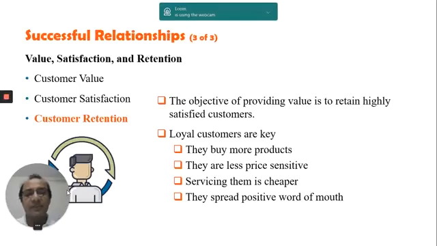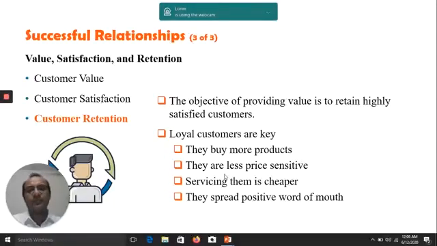The first one is, our loyal customers will buy more and more products from the company. Our loyal customers will be less price sensitive. So what are the benefits we are getting out of a relationship with the customers? The first one is definitely that when the customers are loyal, they'll be purchasing more and more products from our company.